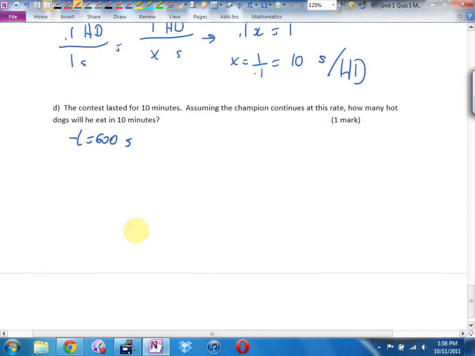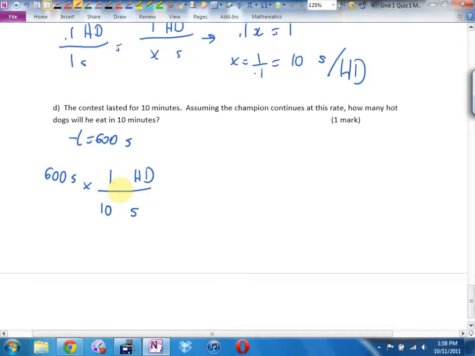Let's see. 600 seconds times, I want seconds to cancel. I want hot dogs on the top. And here is my conversion factor, but I'll use this one. 10 seconds is one hot dog. Is that okay? It's going to be 600 times 1.